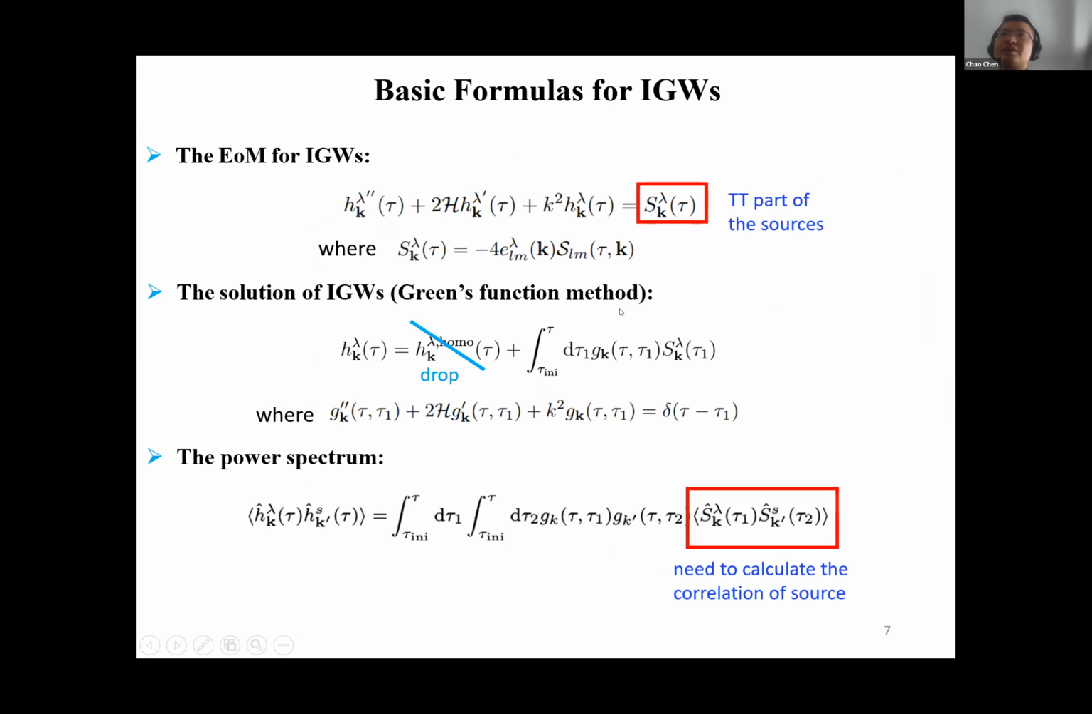Okay, let's take a look at the dynamics of induced gravitational waves. Here we have the equation of motion for the gravitational wave in terms of the source. And this source is the TT part, the transverse traceless part of the source. We can use the Green function method to solve this equation. The general solution is like this, with the homogeneous solution plus the special solution, that is the Green function. G_k is the Green function here, and satisfies this equation. Here we drop the homogeneous part. This part is just a linear gravitational wave.